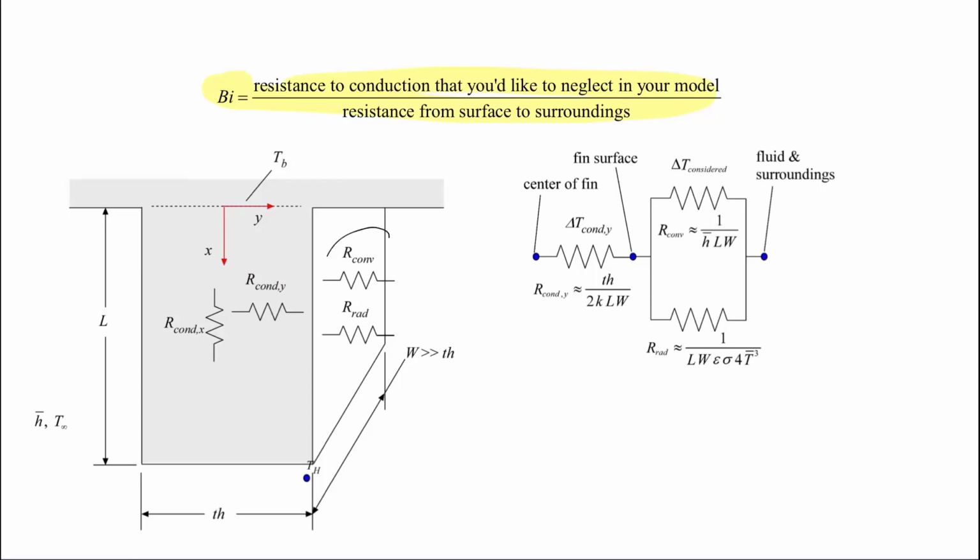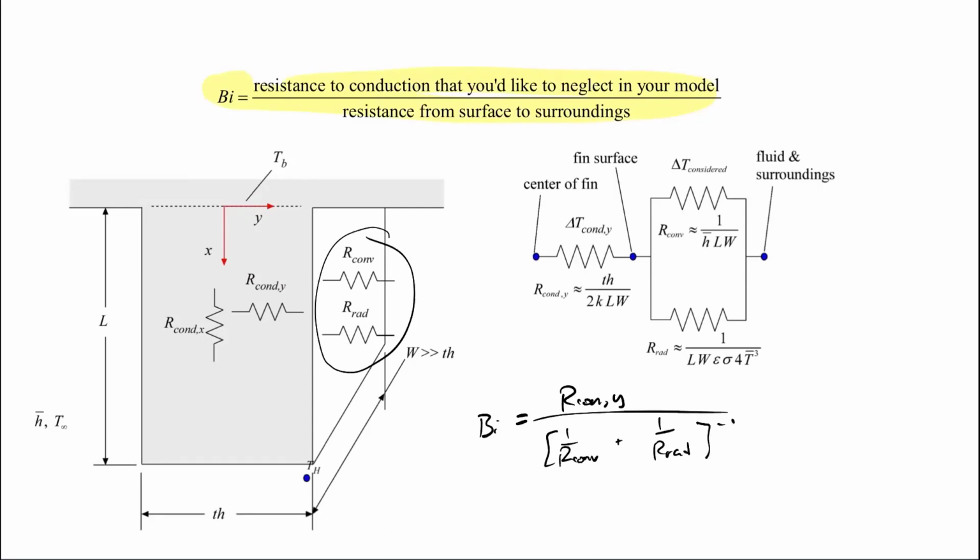So in this case, we've got these two things. Our resistance here becomes the parallel combination of convection and radiation. So our Biot number for this would be defined as R conduction in the y direction divided by (1 over R convection plus 1 over R radiation) to the -1 power. If you evaluate it out, it would be thickness times (h bar plus epsilon sigma 4 T bar cubed) divided by 2k. Okay, so that was just for this example. This looks different from the Biot number you would get if you just evaluated it the previous way.